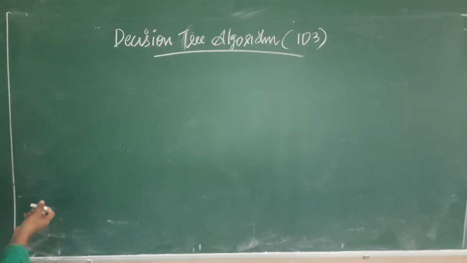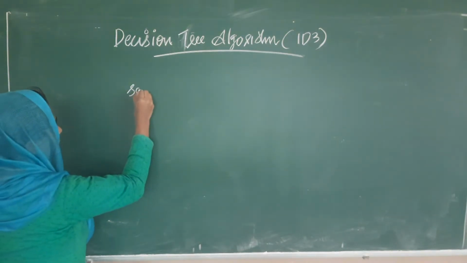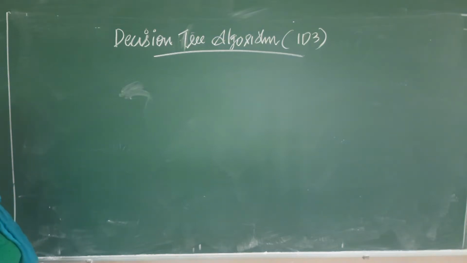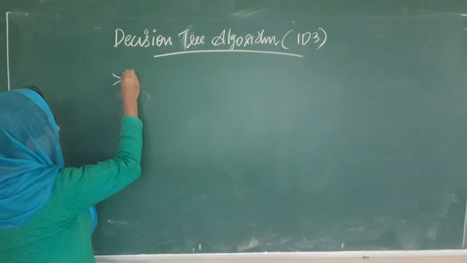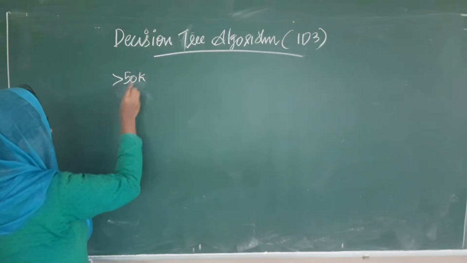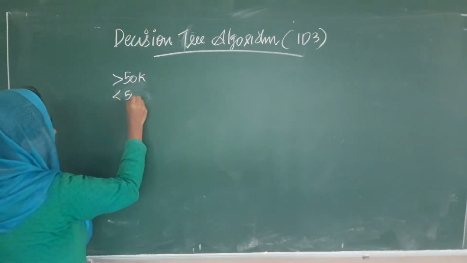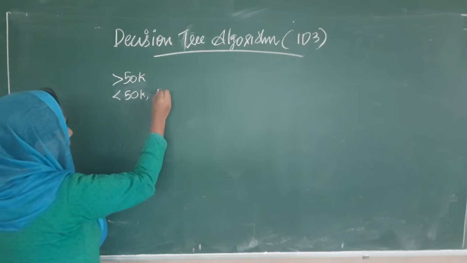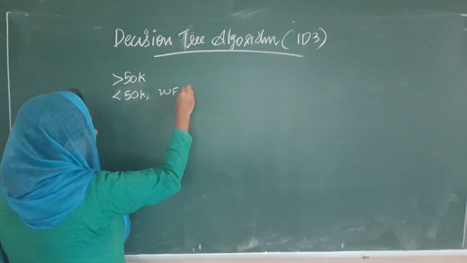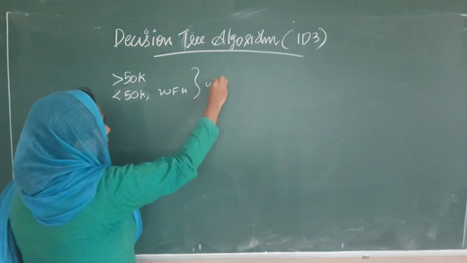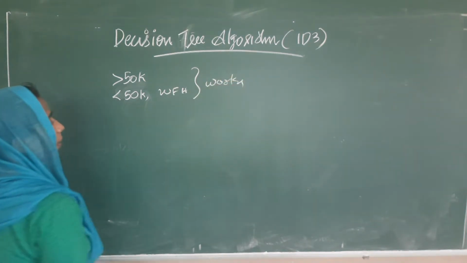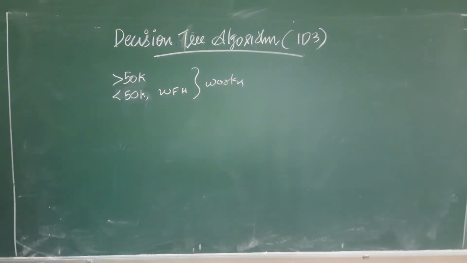For example, assume that one person will be working if the salary is greater than 50,000. That is, the person will be working if the salary is greater than 50,000, or if the salary is less than 50,000, he definitely needs work from home facility. Then only the person works. Otherwise, the person doesn't accept the job offer from a particular company. Assume that this is the scenario.